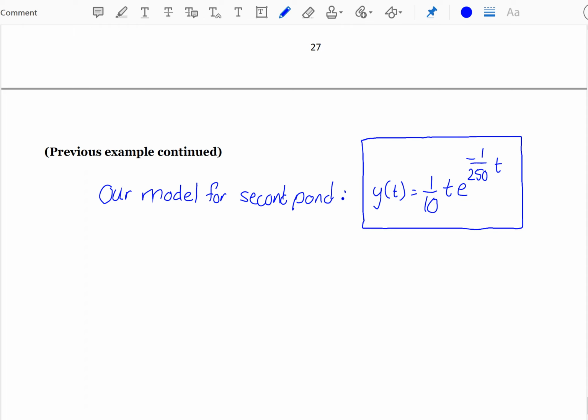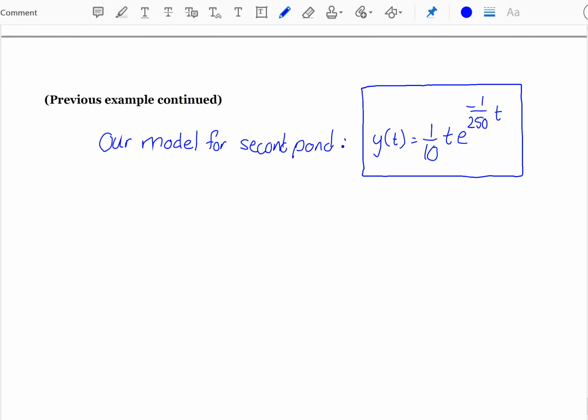This would be our model for the lower pond. Now remember, our question was how much time to be safe for the fish, or to reduce, I can't spell reduce, R-E-D, to 10 pounds. In which case we'd be trying to solve this equation.